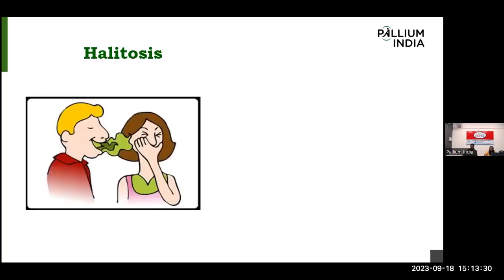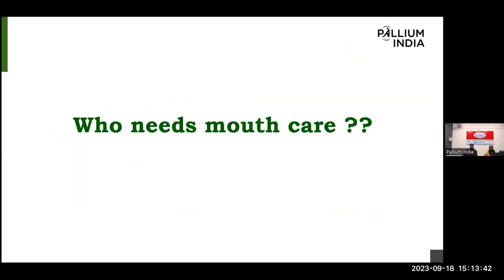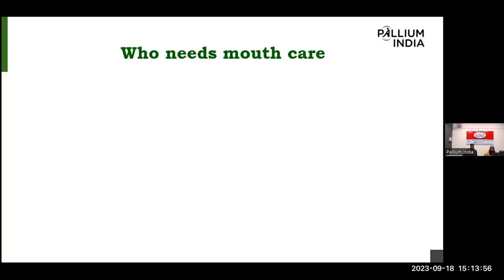And the third one is halitosis. That affects both the patient as well as the caregiver. And mucositis. We all know that mucositis is also another problem. And who needs mouth care? We know a person needs mouth care, but a few persons need mouth care more frequently. Let's see one by one.